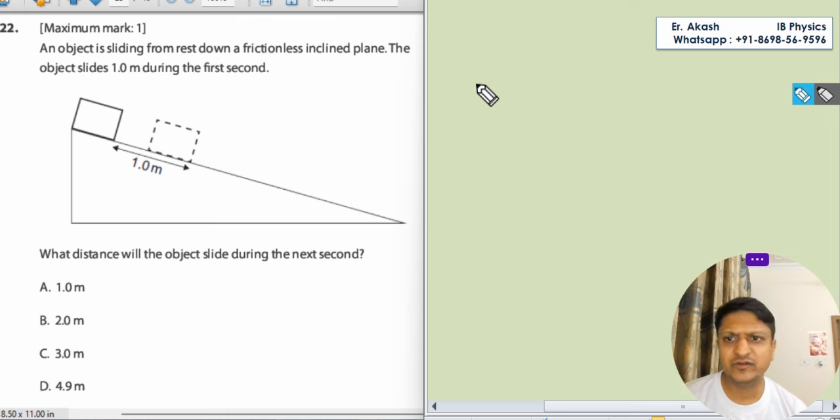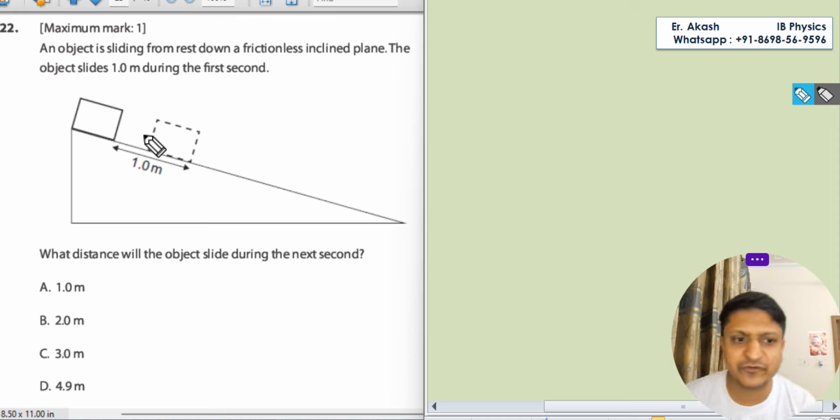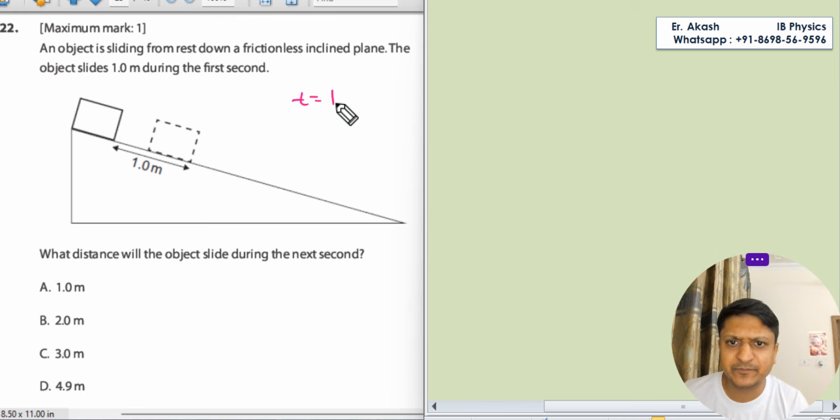So in this question we have to first calculate the acceleration with which it is going. So the friction component is already zero because it's a frictionless inclined plane. In this question we know that t is 1 second and s, that is the distance traveled, is 1 meter. And the initial velocity is 0 meter per second.